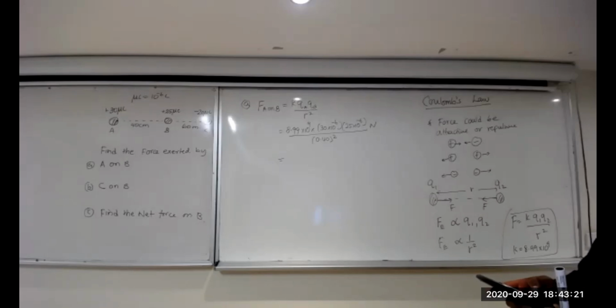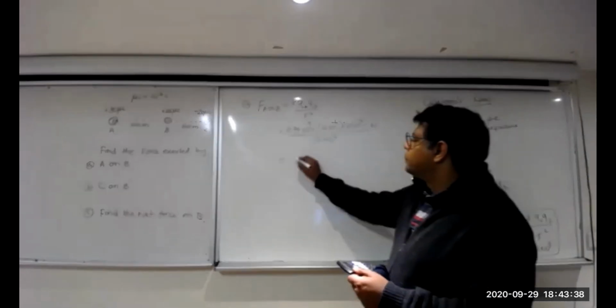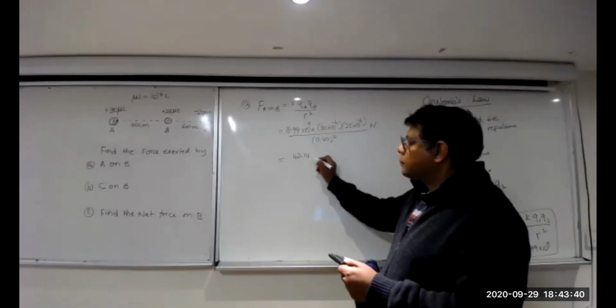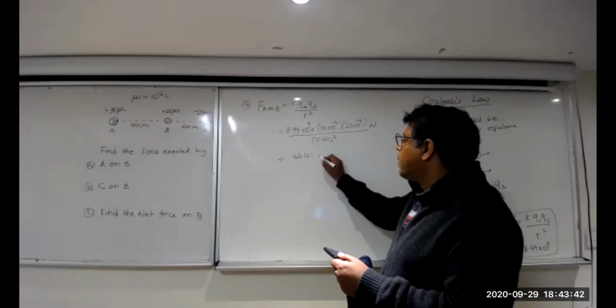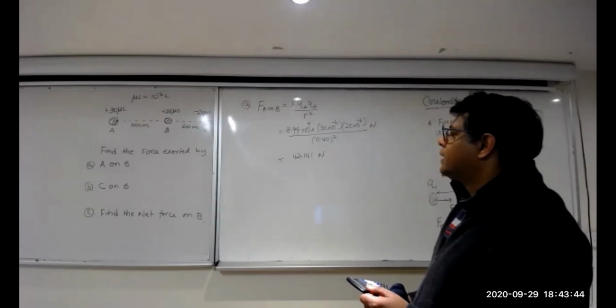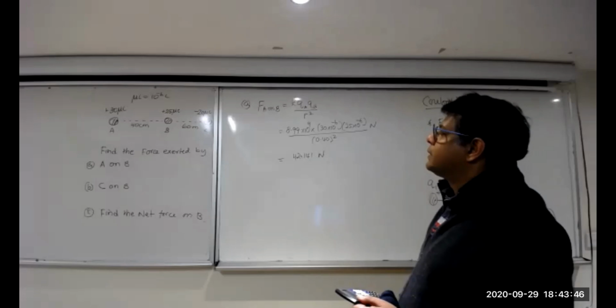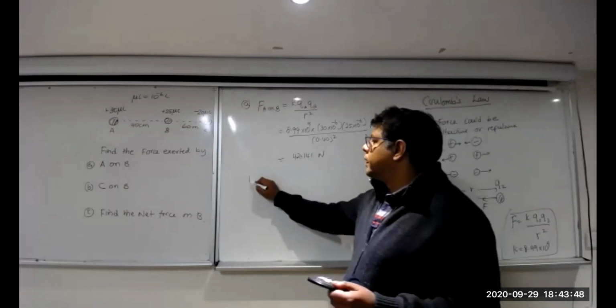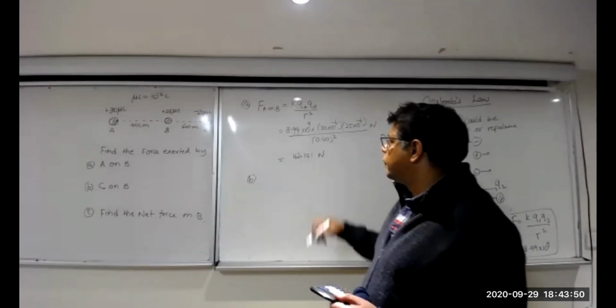10^9 times 30 times 10^-6, 25 times 10^-6, divided by 0.4 squared. You get 42.14. Since it's not the final answer, just keep a few extra decimal places and then round at the end. Actually, that's the answer, 42.14.